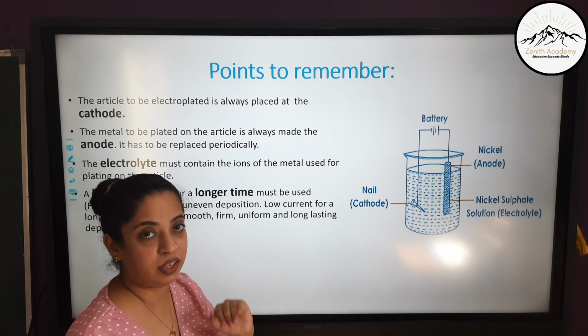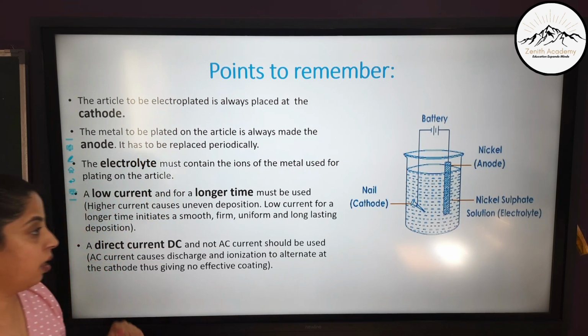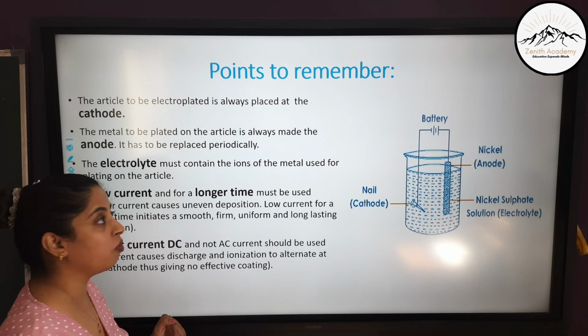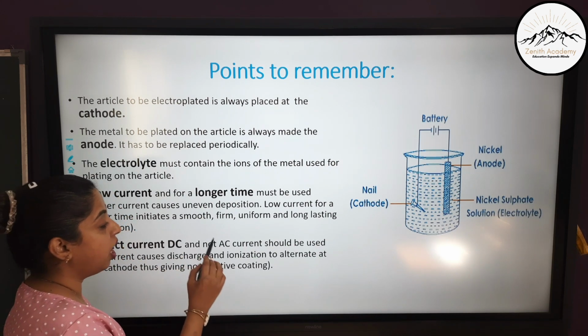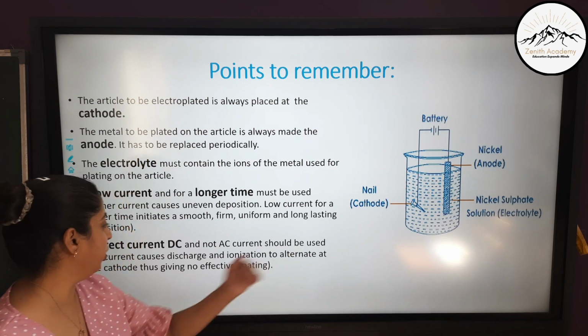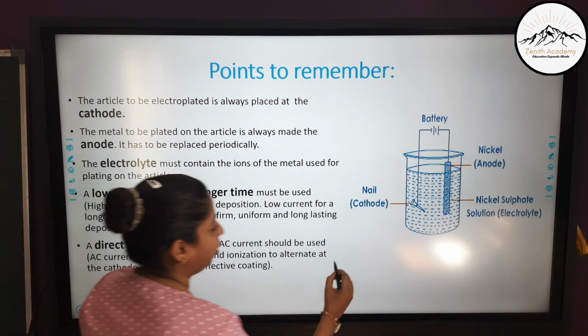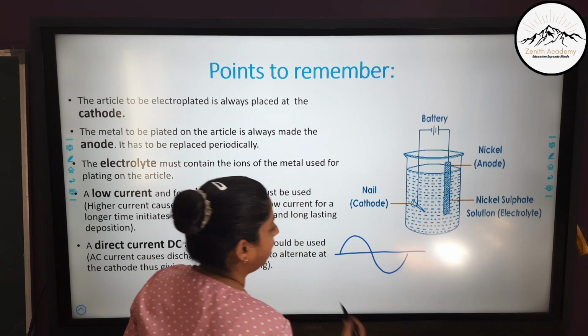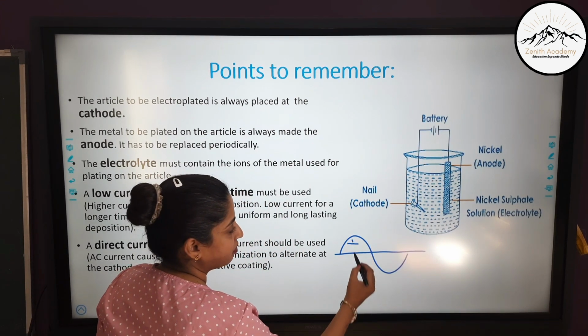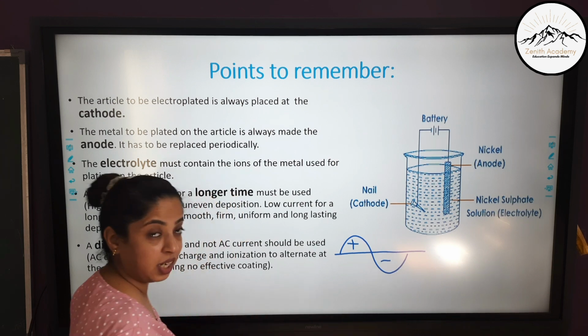The next point that you should remember always while doing electroplating is that direct current, that is DC, and not alternating current should be used. Now students, you know the nature of alternating current. It keeps on changing direction. For half cycle it is positive, for half it is negative.